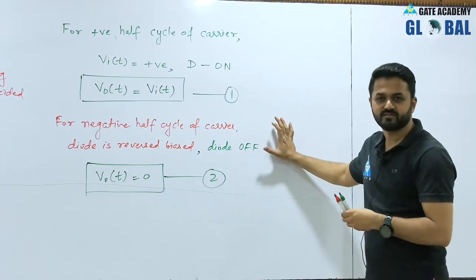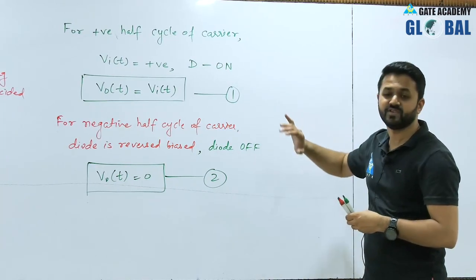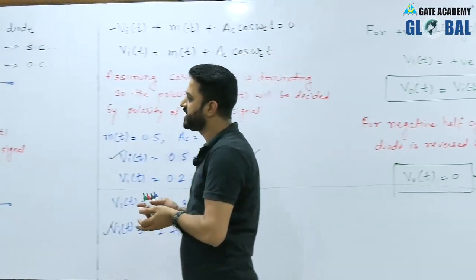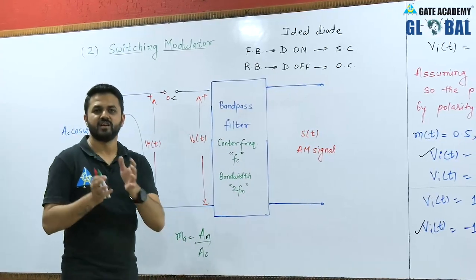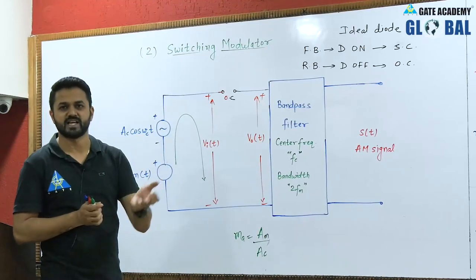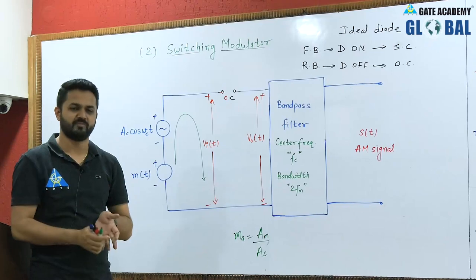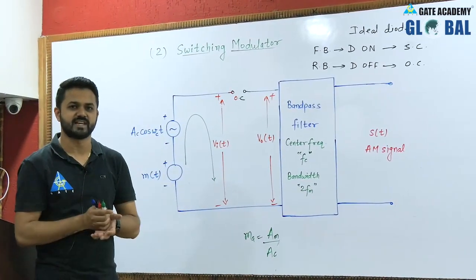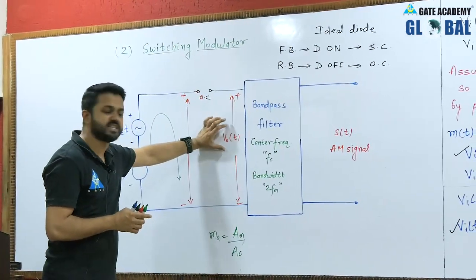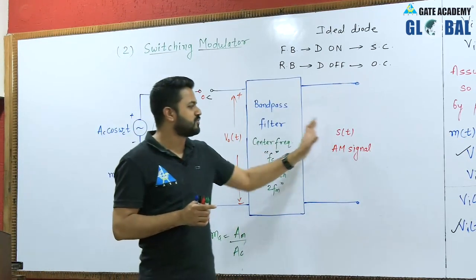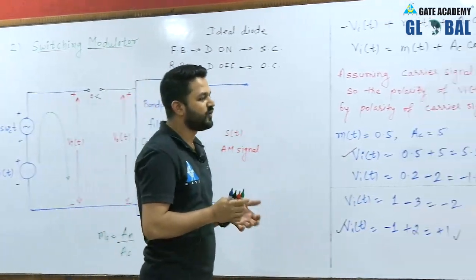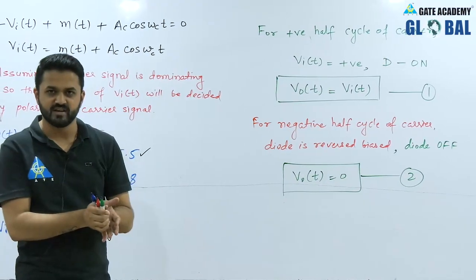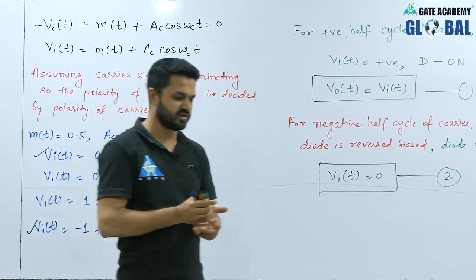So if we combine these two equations, we get V_0(t), which is the input to the band pass filter. We have explained the working of this switching modulator, but we have to generate an AM signal, and for that we should have a mathematical expression. Like in the case of the square law modulator, we proved that the resultant signal at the output of the band pass filter gives two sidebands and one carrier. That's why we could say that the square law modulator generates an AM signal. But here we have obtained the signal V_0(t), which is the input to the band pass filter, and at the output of this band pass filter we should get double sideband with carrier. So for that, we have to combine these two equations into a single equation, write the expression for V_0(t), and then pass it through the band pass filter and get the output of that band pass filter.